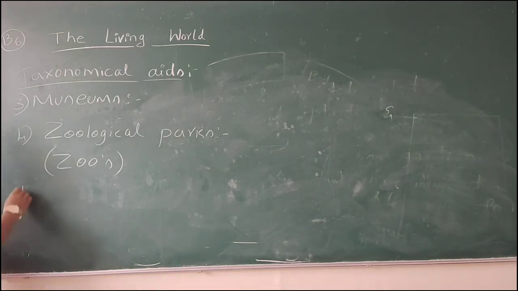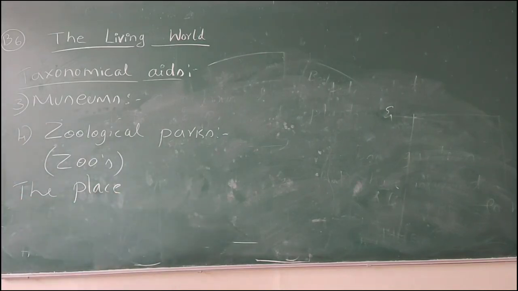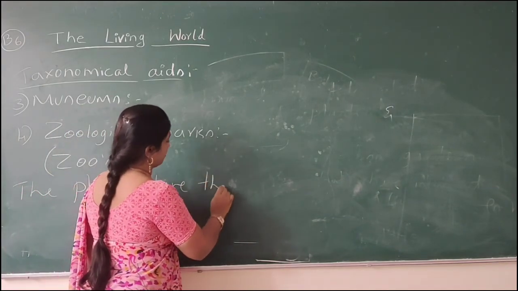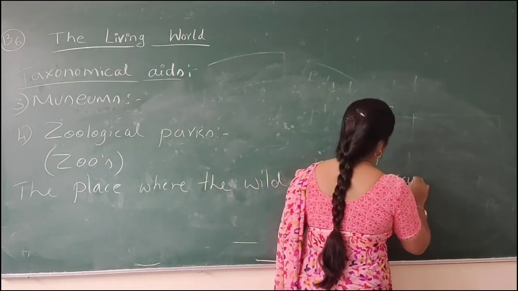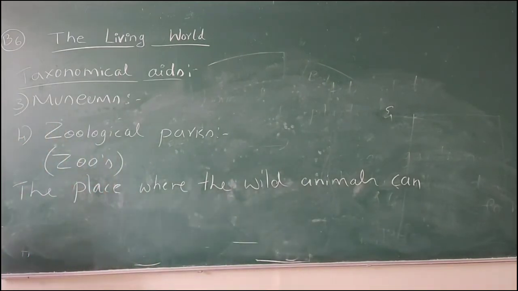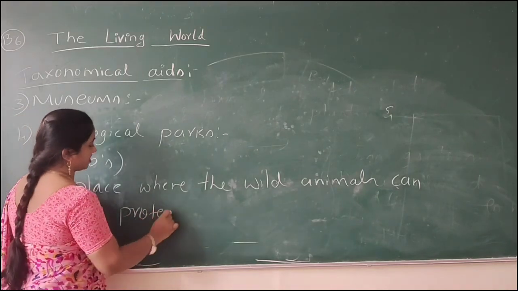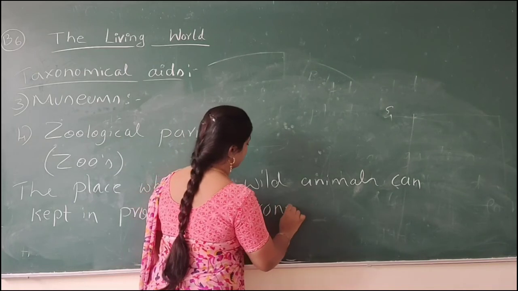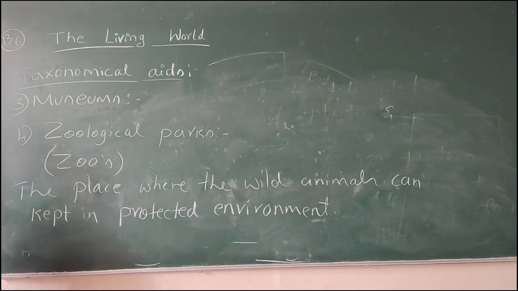So how can we describe a zoological park? This is the place where the wild animals are kept in a protected environment. Okay, so that's all about the zoos.